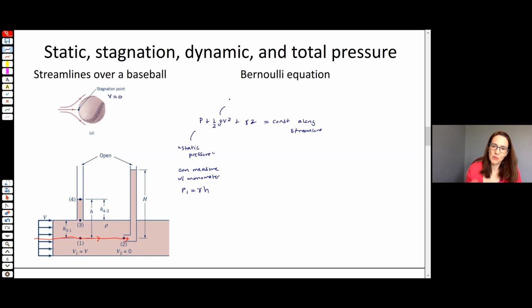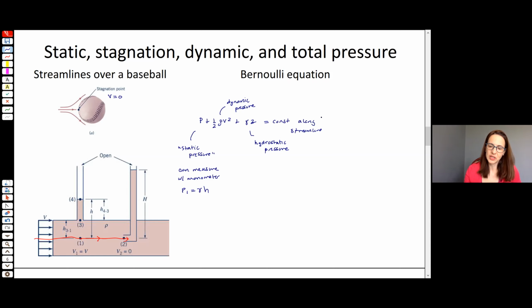Let's move on to the second term. This is this kinetic energy term. It's called the dynamic pressure. And that's easy to remember because dynamic means moving, velocity, it makes sense. But understanding what this term is physically is not as straightforward. So let's just name it and move on to the third term for now. Third term is the hydrostatic pressure, which you won't be surprised to learn is related to the change in pressure possible from changes in elevation, right? So it's this potential energy term.